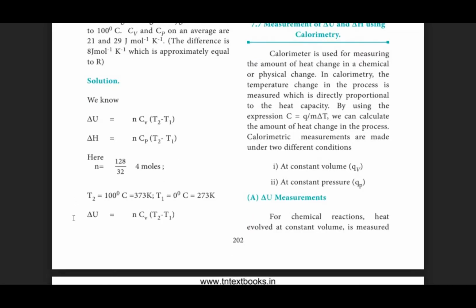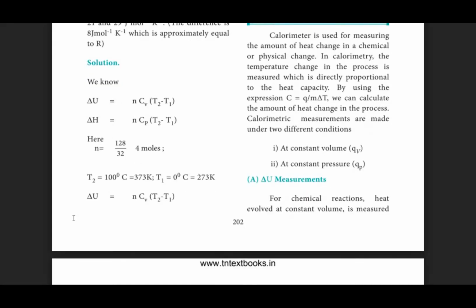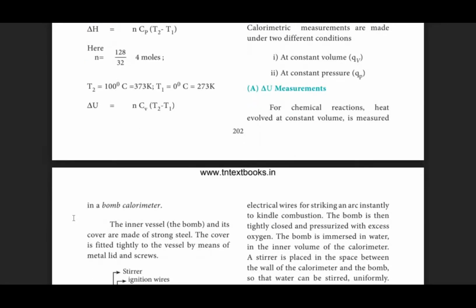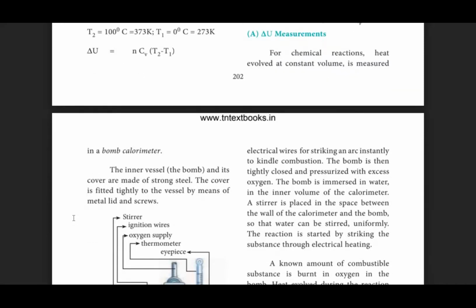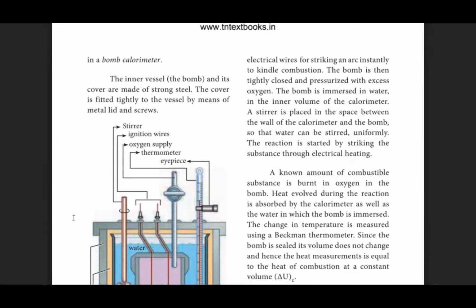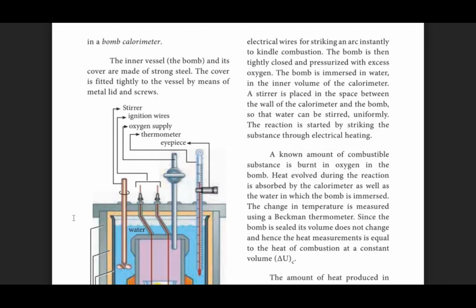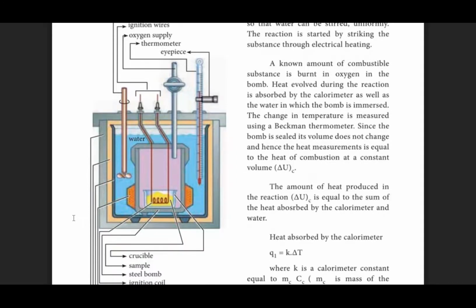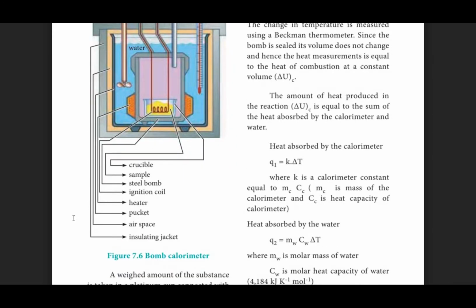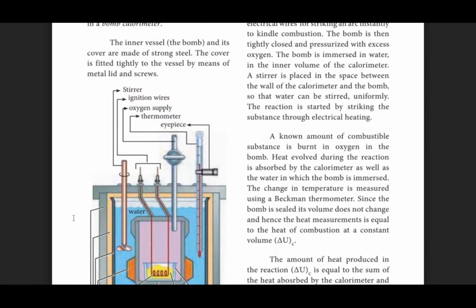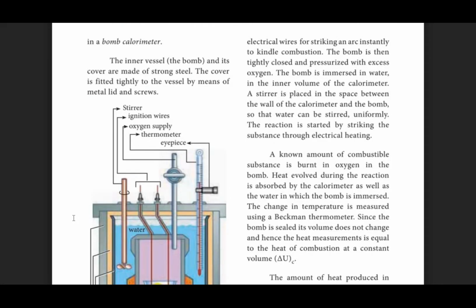Delta U measurement. For a chemical reaction, heat evolved at constant volume is measured by using an instrument called a bomb calorimeter. The inner vessel, the bomb, and its cover are made of strong steel. The cover is fitted tightly to the vessel by means of a metal lid and screws. A weighed amount of the substance is placed inside, and here the construction is given. There are electrical wires for striking an arc instantly to kindle the combustion.